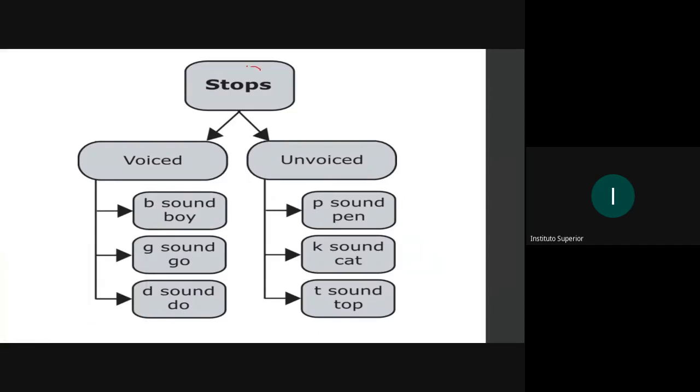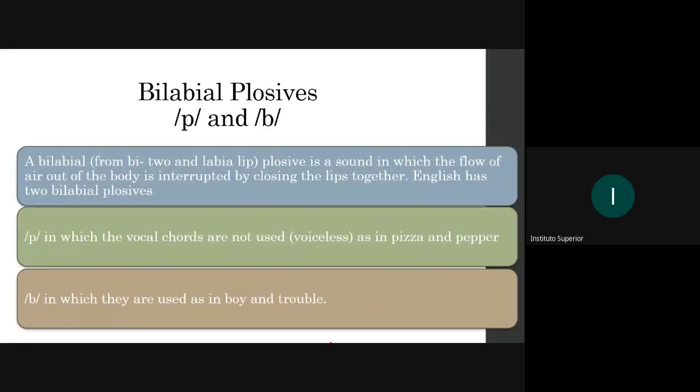As I mentioned before, remember we are in the stop group where we have the unvoiced or voiceless. Can you produce these sounds, please? Pen. Okay, and the last one? Okay, good. Thank you. These two sounds are called bilabial plosives, in which the vocal cords do not vibrate, voiceless, as in pizza and pepper.